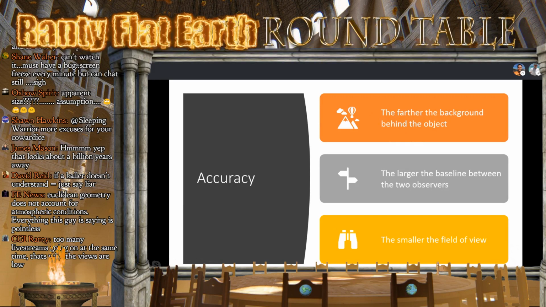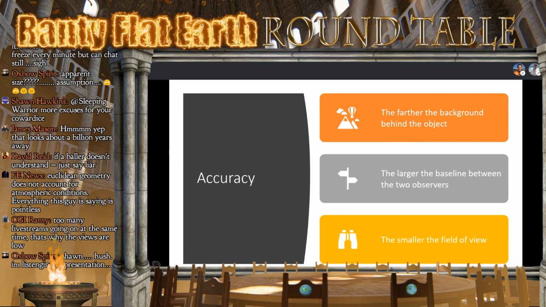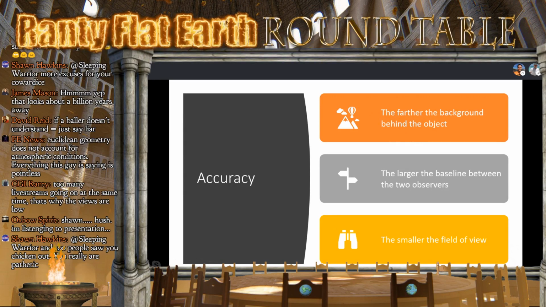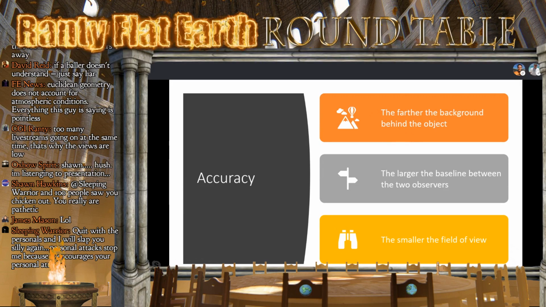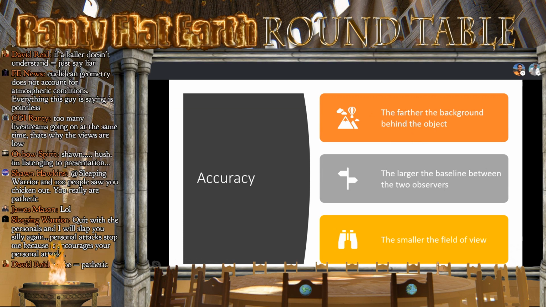And finally, the smaller the field of view. In other words, if you do have to be measuring a small angle, it's important to have as much precision, as much granularity on that angle as possible. There is a big difference between 0.1 and 0.2 degrees. If the actual angle you're measuring turns out to be 0.16 degrees, rounding that up to 0.2 can make a big difference in your parallax measurement. So having a smaller field of view allows you to measure the angle more precisely.